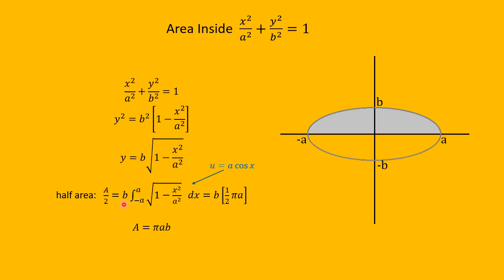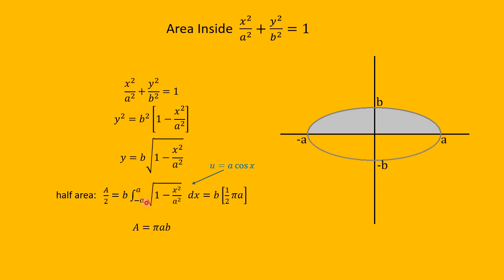integral of this, which is b times the integral from minus a to a of the square root of 1 minus x squared over a squared dx. Now, this requires a trig substitution. That's probably the easiest way to handle this. If you let u be a cosine x, then this fraction right here is going to be a squared cosine squared x divided by a squared. And so the stuff inside this square root becomes 1 minus the cosine squared of x, and the square root of that will give you the sine of x. I'll leave the rest of the details to you.